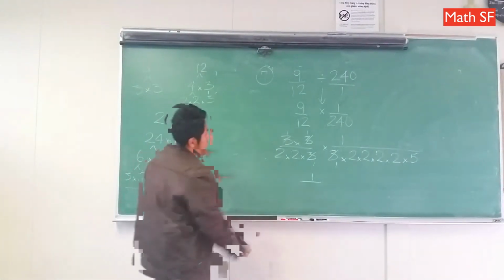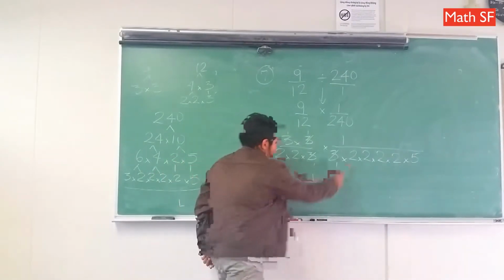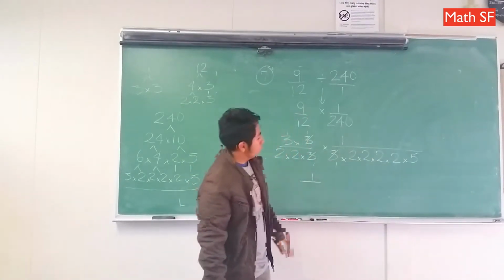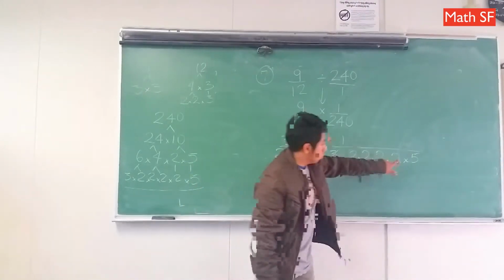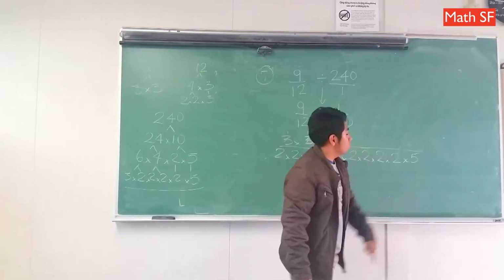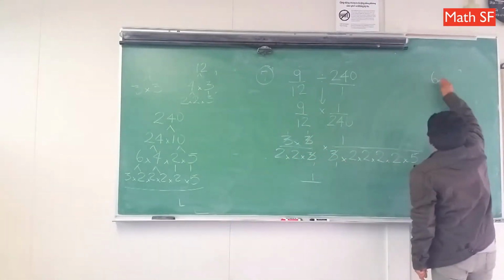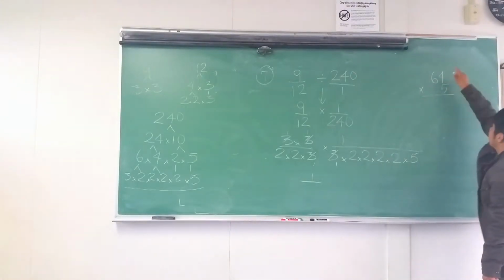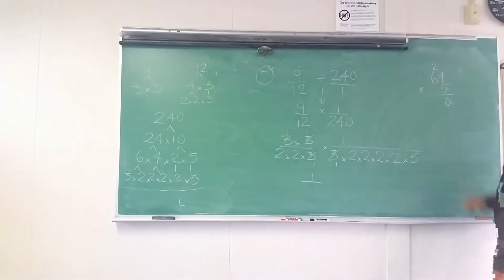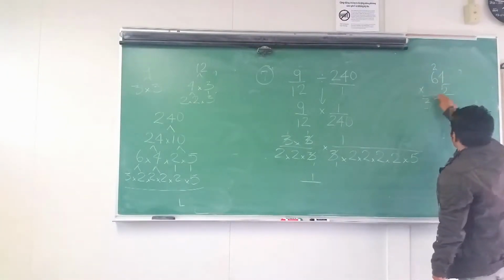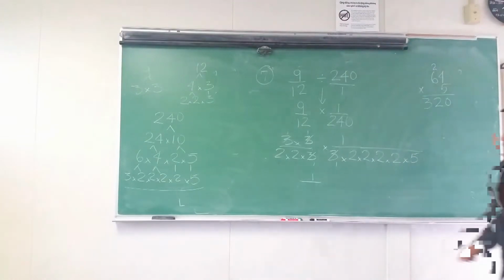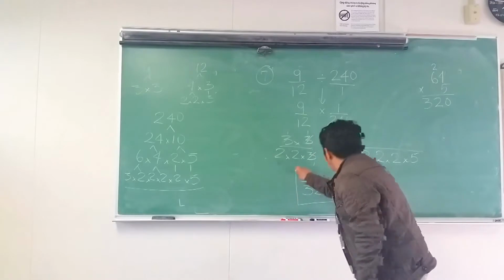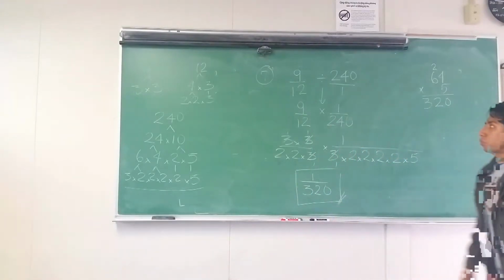So let's multiply this. 2 times 2 is 4, times 2 is 8, times this 2 is 16, times this 2 is 32, 32 times 2 is 64, 64 times 5, well, I cannot do that in my head anymore, so 64 times 5 will be 5 times 4 is 20, 5 times 6 is 30, plus 2 is 32. Therefore, the answer is 1/320. So this is your final answer.